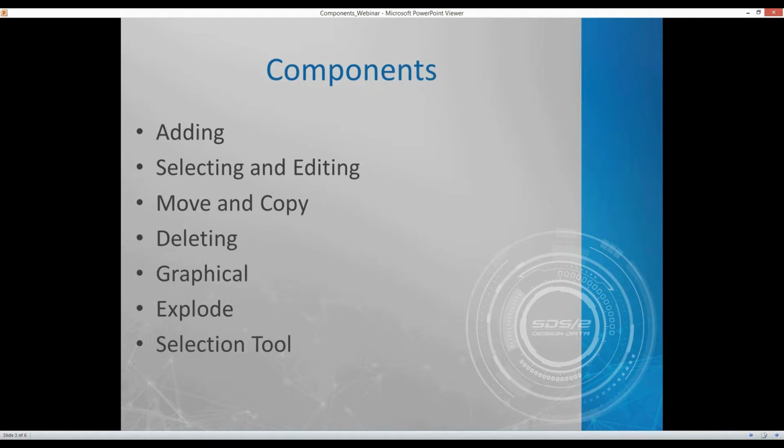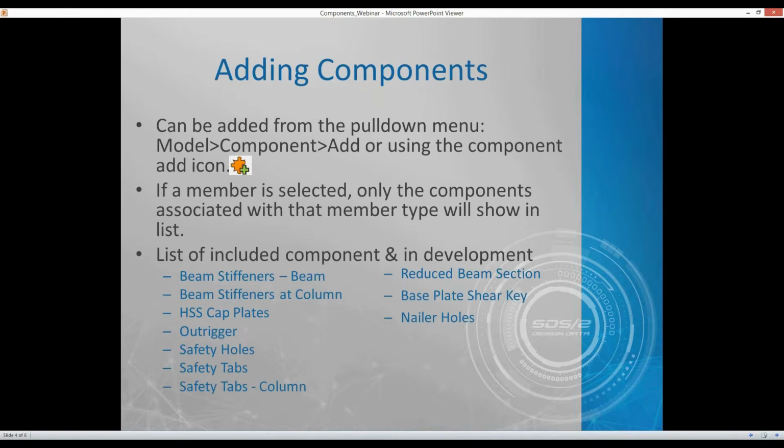Okay, so what we're going to cover today under components is adding components, selecting and editing, move and copy, deleting, graphical, explode, and selection tools. So let's get right into adding components. Components can be added from the pull-down menu under Model and then Component, and then you have Add and some other features there, or using the component icon that you can see on my screen.